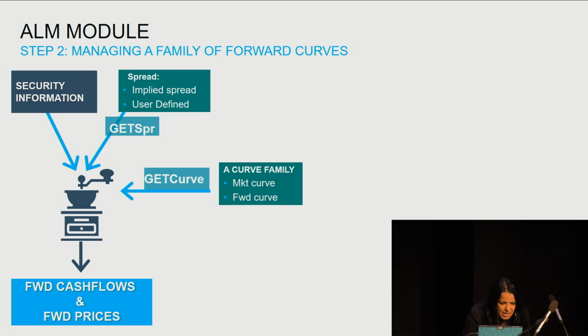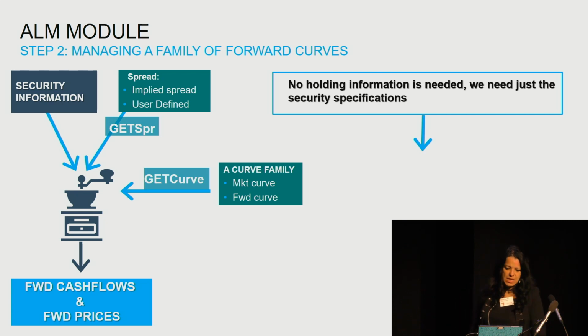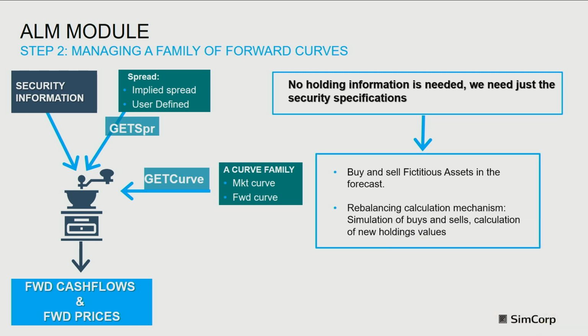So this is the ALM module. We have to deal with the family of curves and with the different kinds of spreads. We localize these two functions, and we obtain forward cash flow and forward prices. And because the fair price engine doesn't need any holding information, we could just introduce fictitious bonds, fictitious assets, and introduce a mechanism of rebalancing according to an asset allocation target.